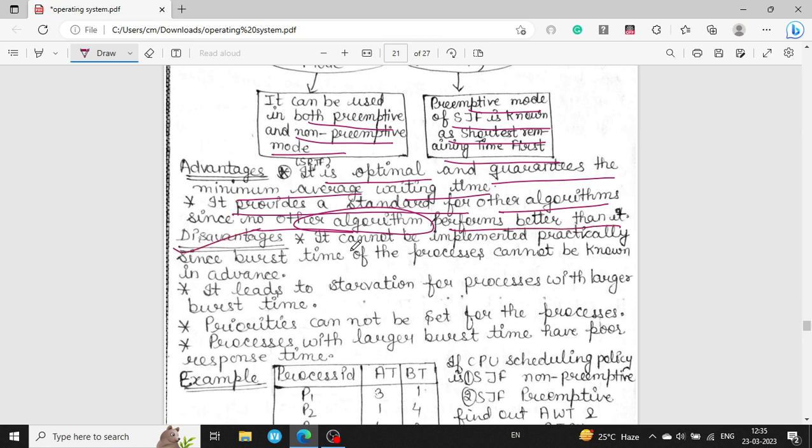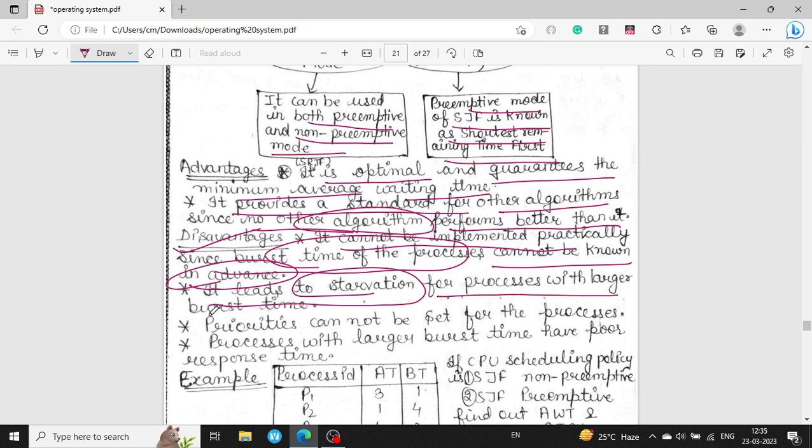What are the disadvantages? It cannot be implemented practically because the burst time of a process cannot be known in advance. It leads to starvation because in preemptive mode, priorities cannot be set, and processes with larger burst time have poor response time.